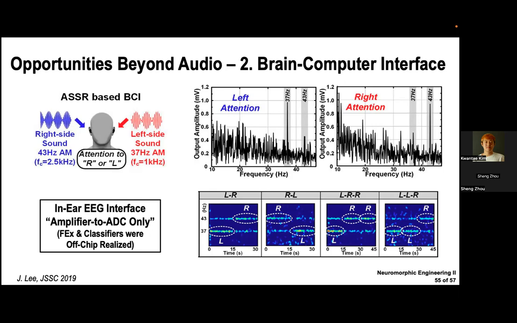And this work implemented only the amplifier-to-ADC chain, and the feature extractor and classifiers were implemented offline on a PC. Which means we can also implement the neuromorphic feature extractor and the classifier.